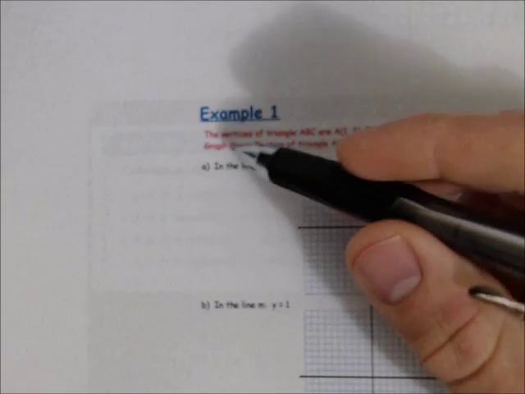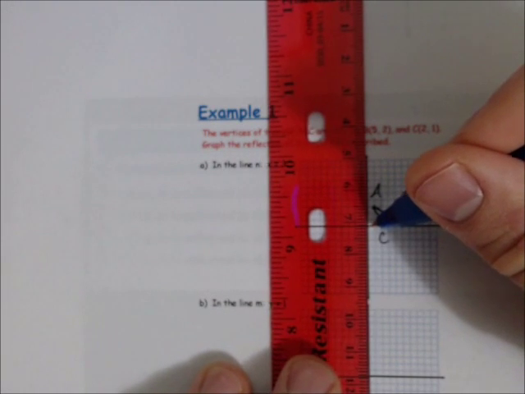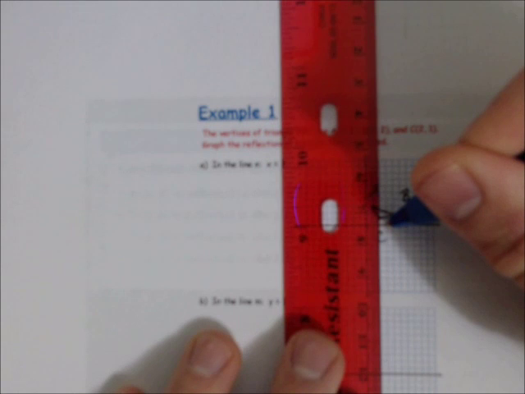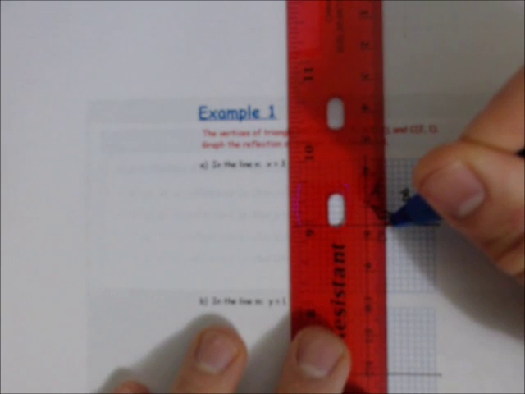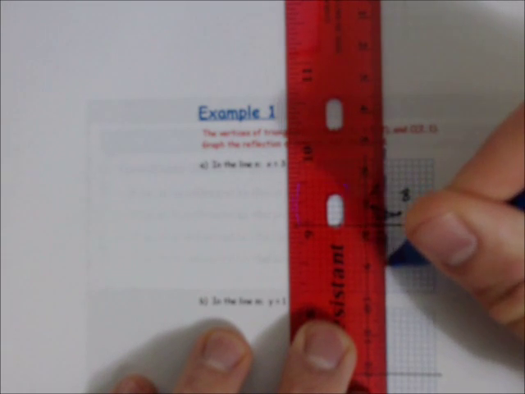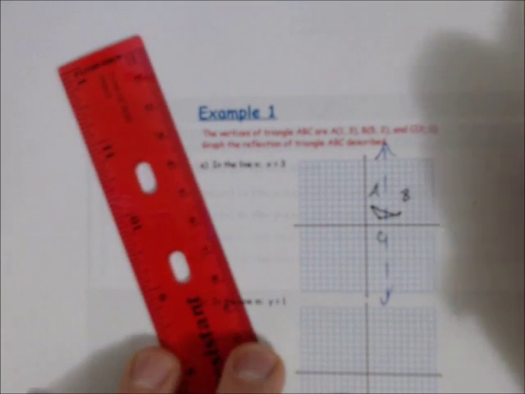If we were to reflect this about the line x equals 3, first we have to know what that line looks like. So we're going to graph the line x equals 3. I'm going to take out my ruler. x is 3 right here. So I'm going to draw a dotted line that marks every place where x is 3. So this is the line about where we're reflecting.